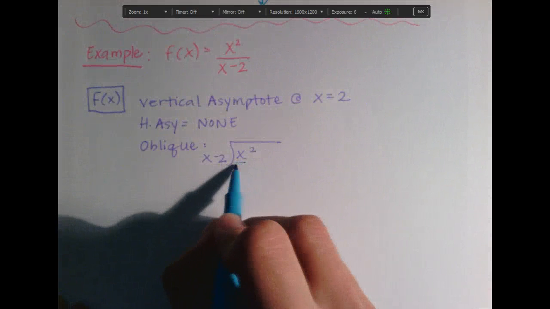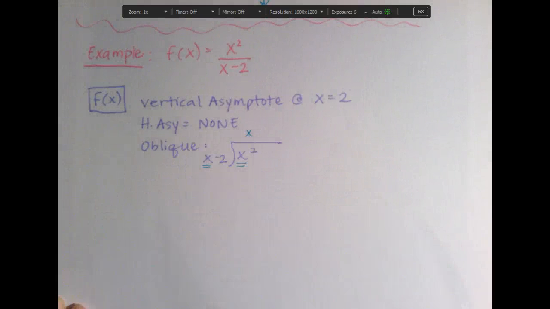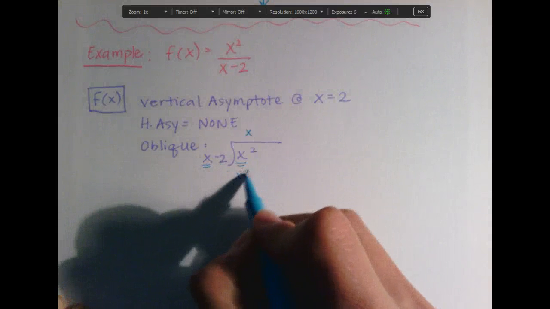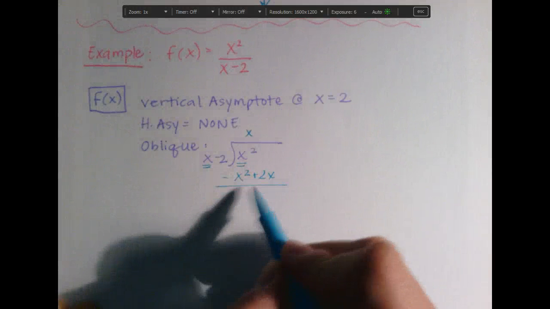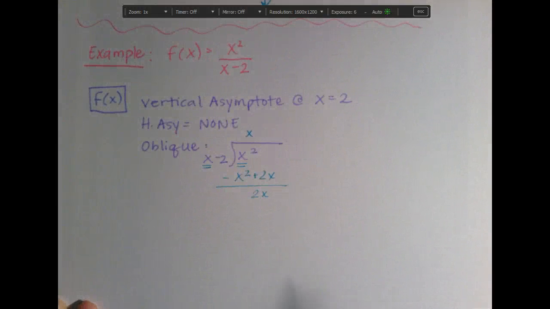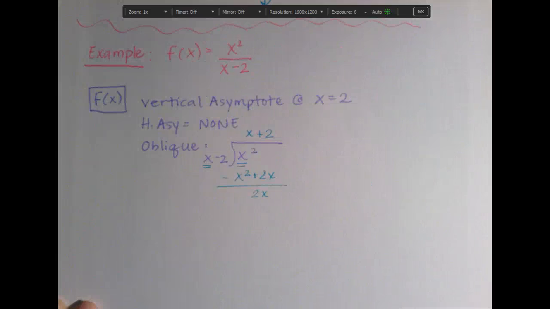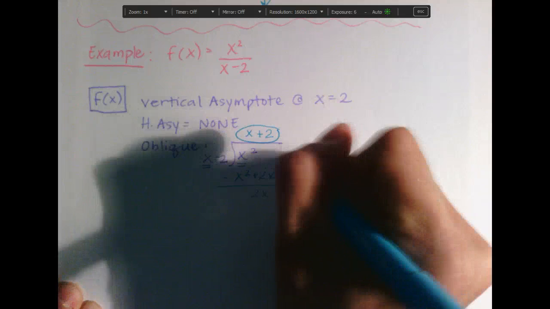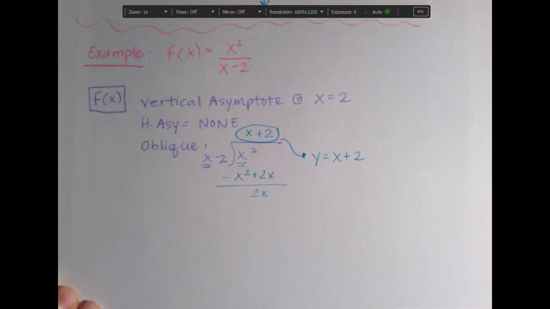The first thing I'll look at is, how does x squared divide x? You would get an answer of x. Multiply that back through and subtract each piece. So subtracting, I get 2x, and I'll divide once more. How does x divide into 2x? We get 2. And it really doesn't matter what the remainder is. That quotient there is the equation of your slant asymptote.